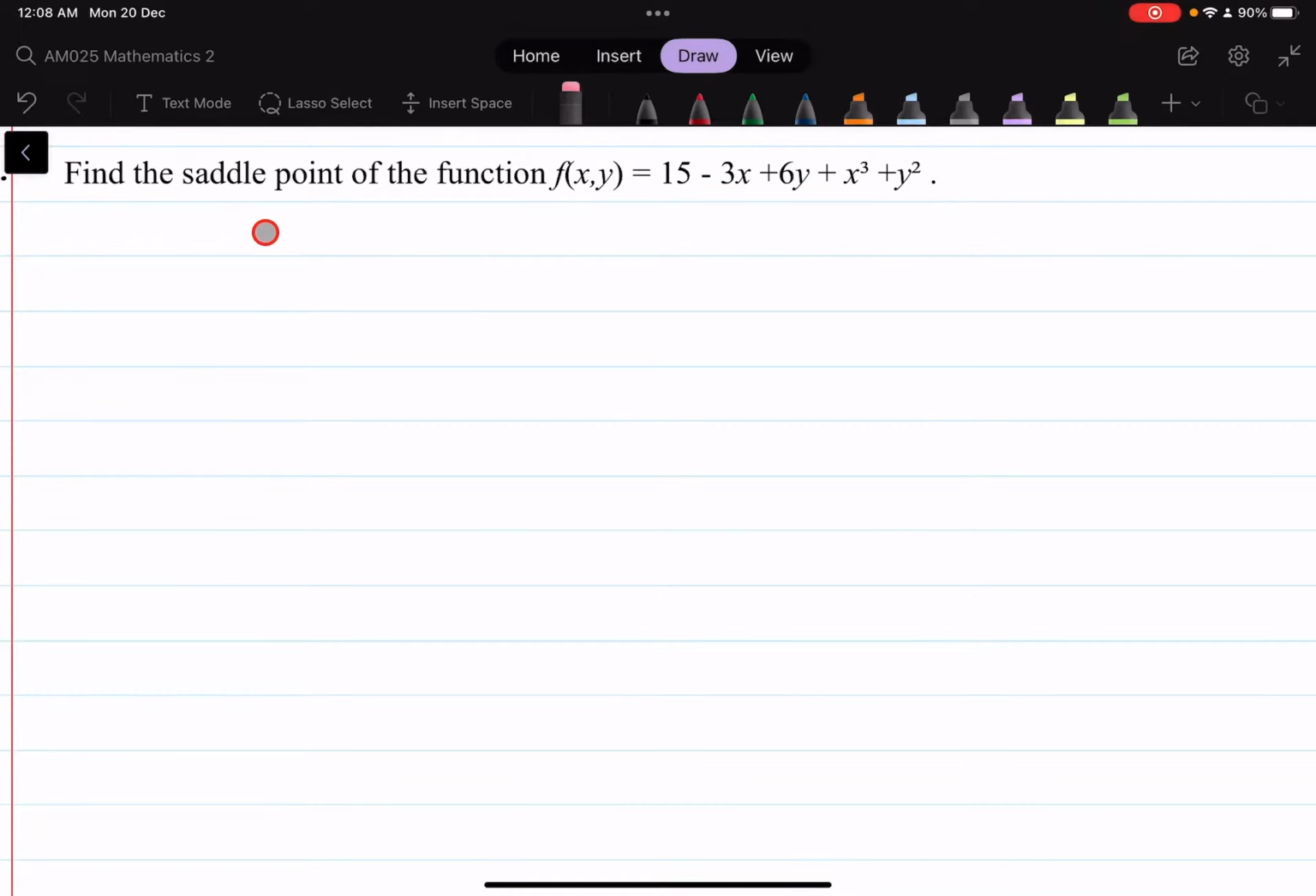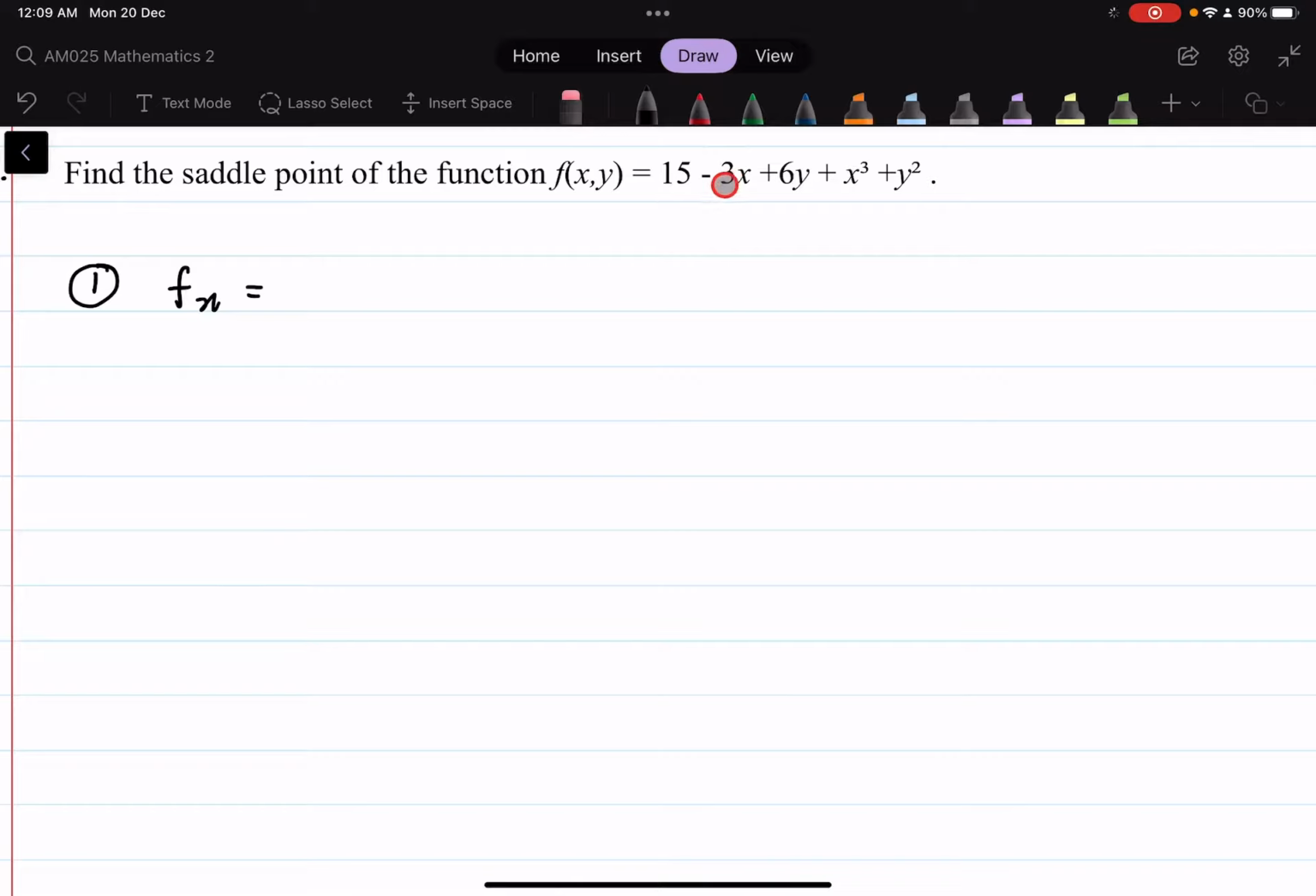Find the saddle point of the function f(x,y) equals 15 minus 3x plus 6y plus x cubed plus y squared. So for the first step, we need to find f sub x and f sub y.